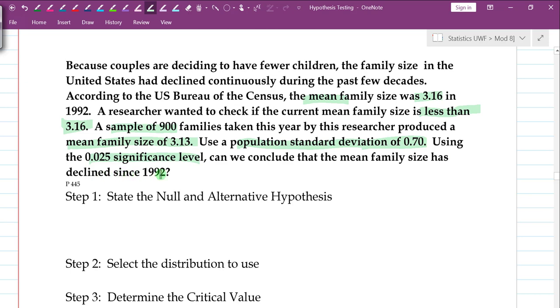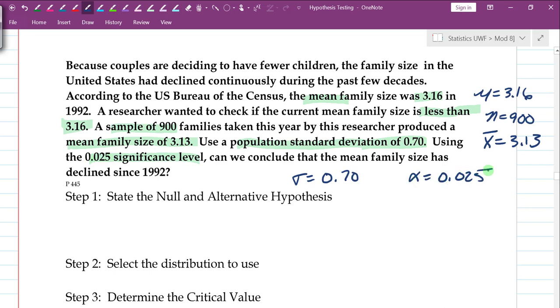Okay, so let's go through and gather all the information that we were given to begin with. It said that traditionally we knew that mu was 3.16. Okay, we want to check to see if it's less. A sample of 900 families, n equals 900, was taken this year, and it produced x bar at 3.13. X bar equals 3.13. Population standard deviation, sigma, is 0.70. Using alpha equal to 0.025 significant level, can we conclude that the mean family size has declined?